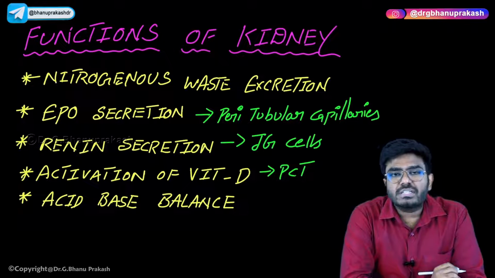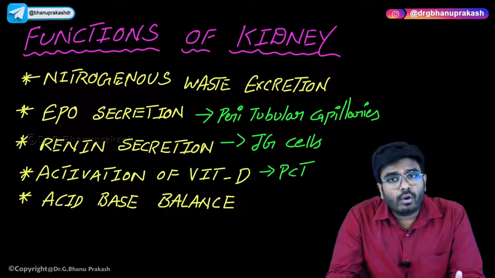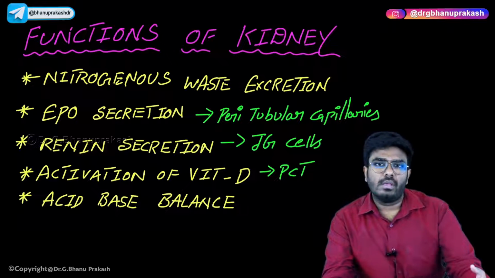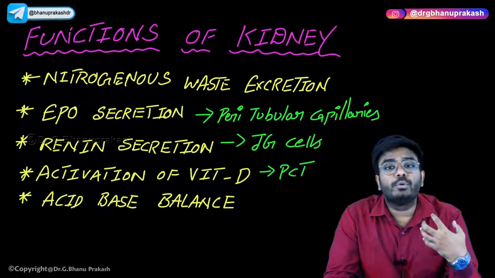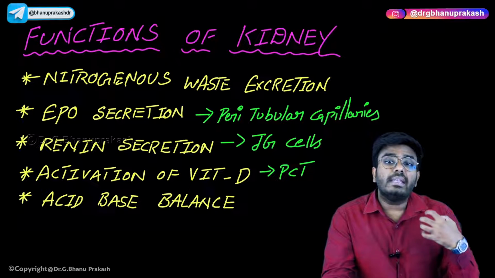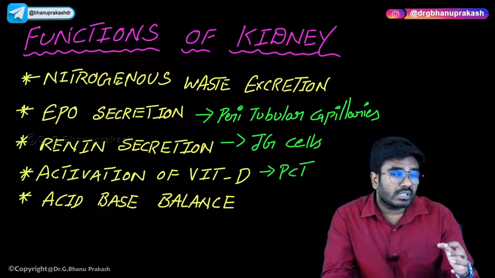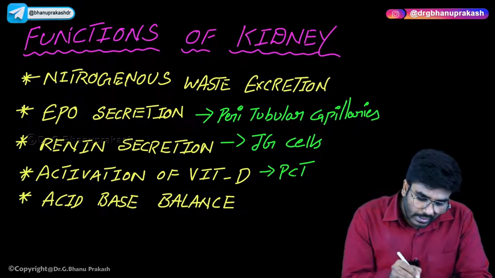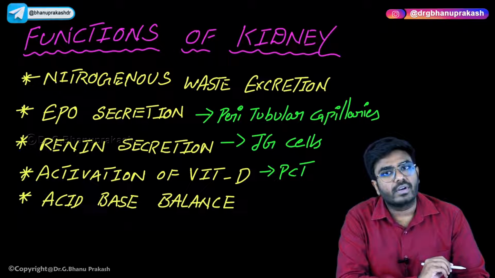So what are the functions of the kidneys? Guys, you all know that kidneys are the ones which are mainly involved in the process of excretion. Whatever nitrogenous waste products get produced in the body, that is the blood urea nitrogen and the creatinine, these waste products need to be eliminated out of the body. And who is going to take care of this function? It's the kidneys. So nitrogenous waste product excretion, that's the major function of the kidneys.